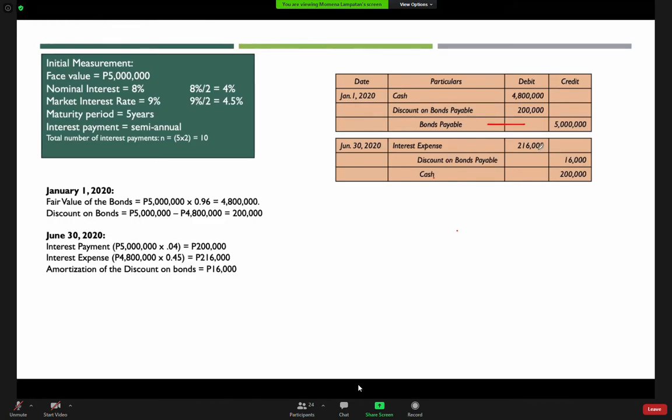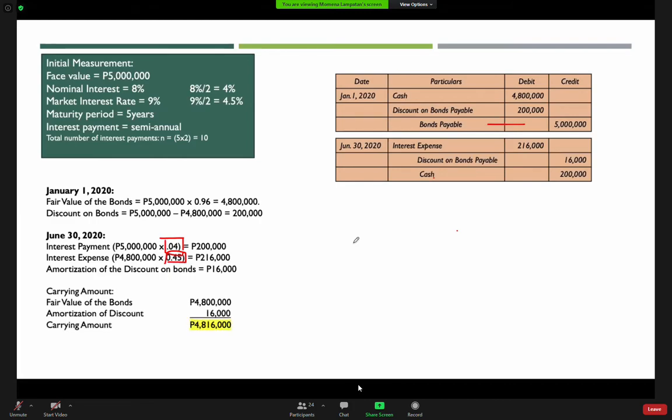Okay, so the difference between the interest expense and the actual interest paid is your discount on bonds payable. Again, the interest expense is computed using the effective interest rate. Yung interest payment was computed using the nominal interest rate. So take note of that.